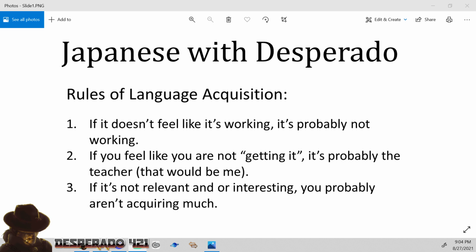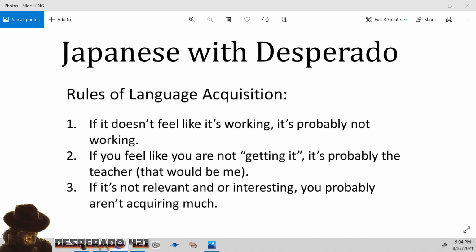All right, so before we get started here, we'll go over the rules of language acquisition. If something doesn't feel like it's working, a study habit or something someone said to you, like "do this, this is the best way to learn language," and it's not working for you, it's probably not working. And because it's probably not working, you should probably find a different way to study to better facilitate that.